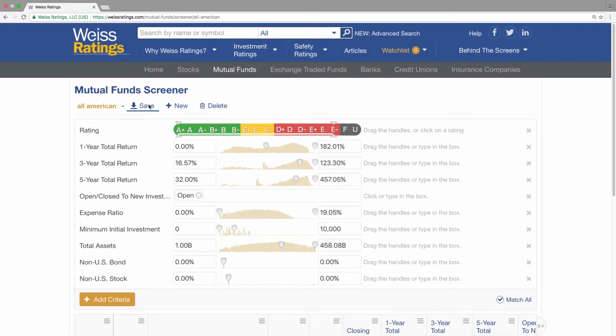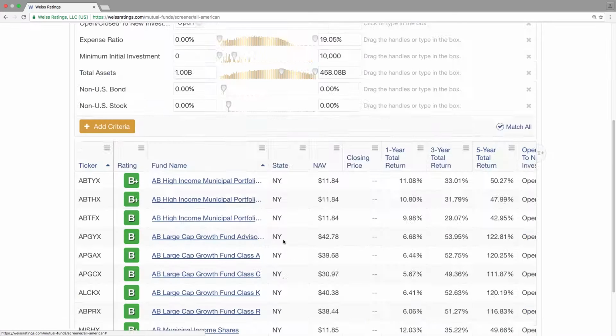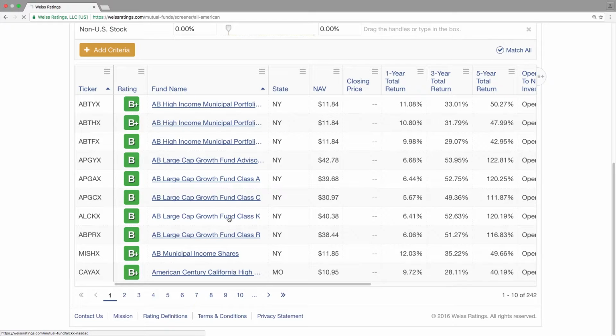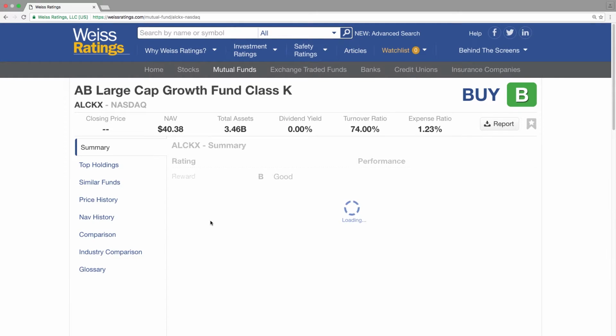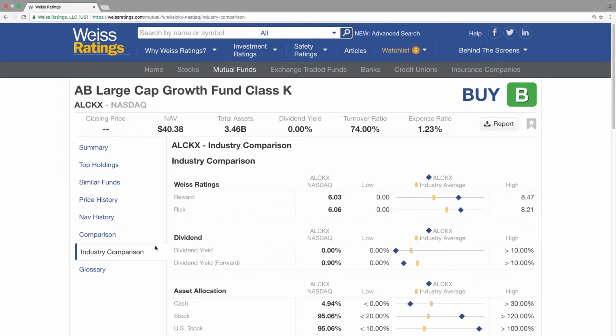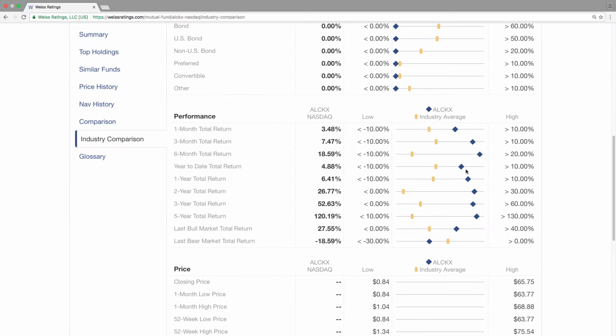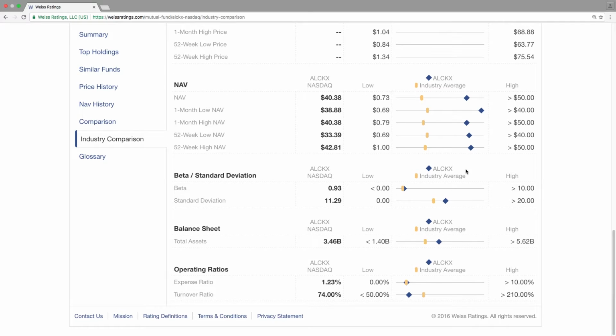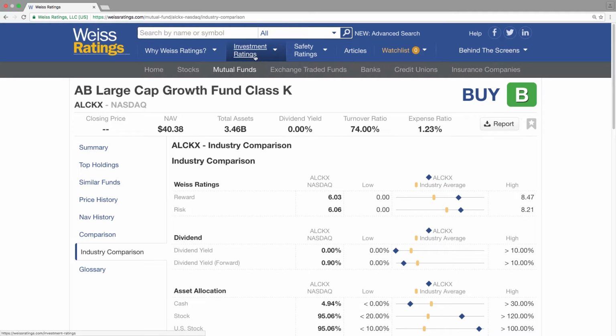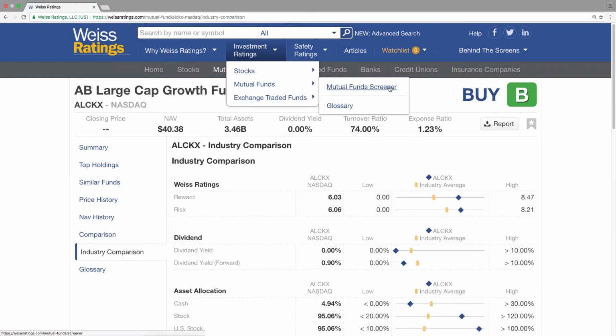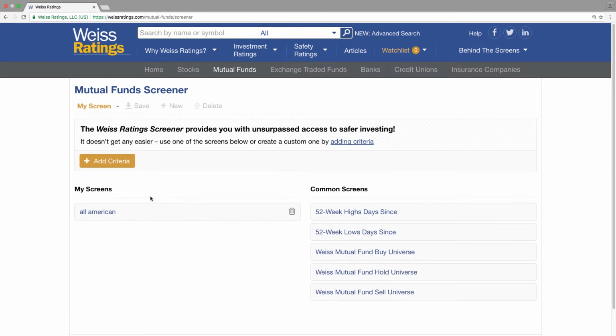So I'm going to save the All-American Fund again, and we're going to go back down here, and we'll pick on a fund, and let's come and look at the average data again. So looking at the industry comparison, we scroll down, and we're going to get down to the area where we have expense ratios. And the expense ratio, the average, is 1.19%, okay? You see that there? Okay, we're going to come back out, and we're going to go back to the mutual funds and go back to the screener with that 1.19% in our heads, and click on my screen.